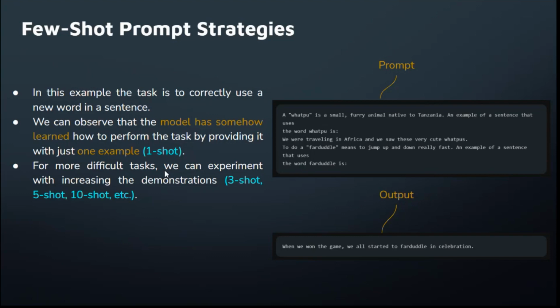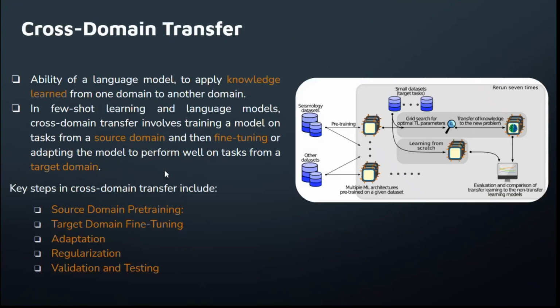For different tasks, we can experiment with more examples. Like instead of one shot, you can ask in terms of three shot, five shot, 10 shot, or multiple shots. It's like you unfold some magic tricks through these kinds of prompt strategies. Now, what is cross-domain transfer? We discussed this point in the previous prompt crafting technique.